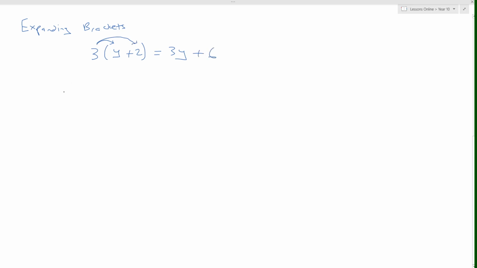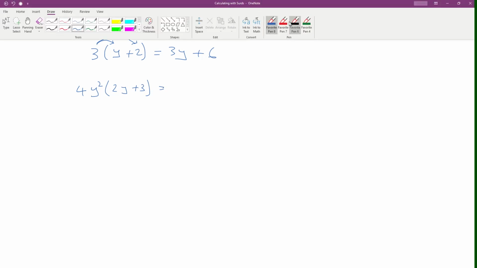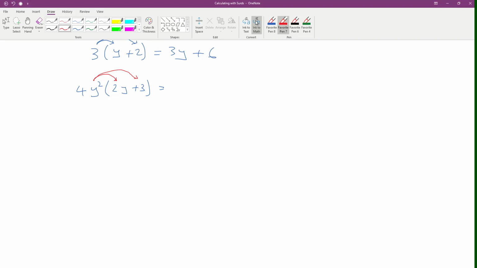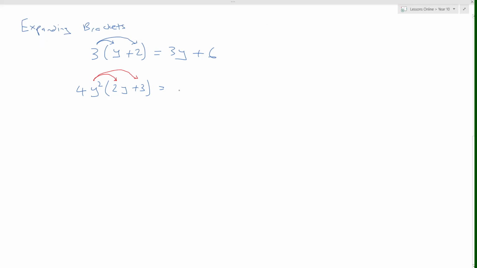If we look at a slightly more challenging question, if I have 4y squared brackets 2y plus 3, in the same vein, first I'll look at 4y squared times 2y, and then 4y squared times 3. 4y squared times 2y is going to give me, do the numbers first, 8y cubed, and then 4y squared times 3 is going to give me plus 12y squared.